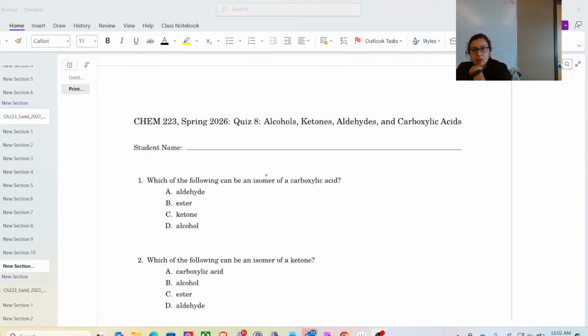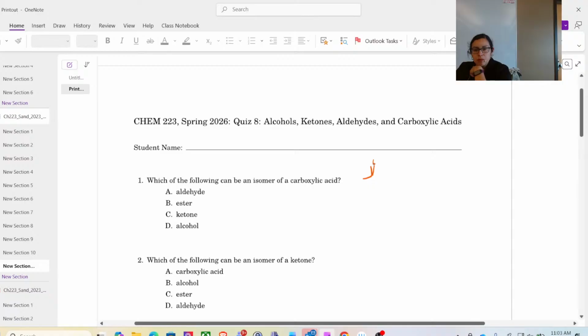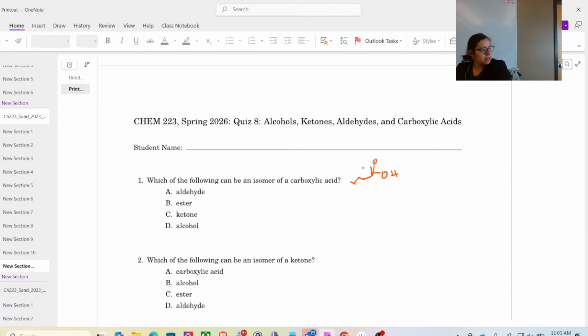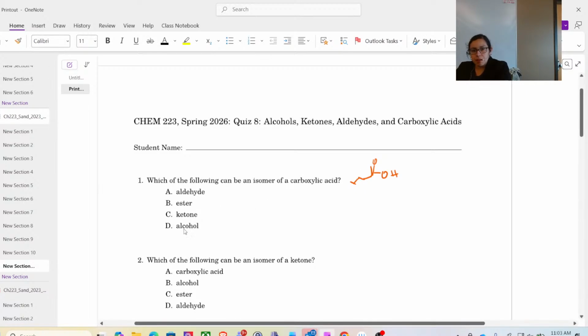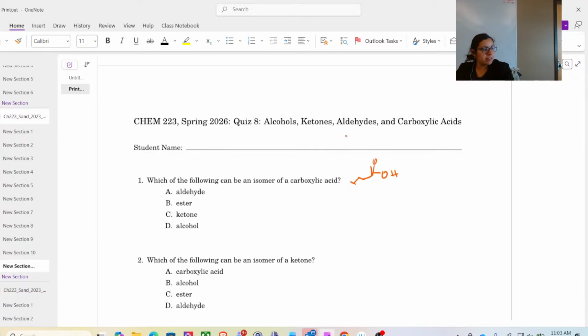Which of the following can be an isomer of a carboxylic acid? So what's the answer to that one? What's a carboxylic acid? How else could you rearrange this formula, right? What are the same groups? So what do we think? Ester, good. And so the ester has the double bond, it has an oxygen. So it's similar to the carboxylic acid, except we just move these carbon groups around.